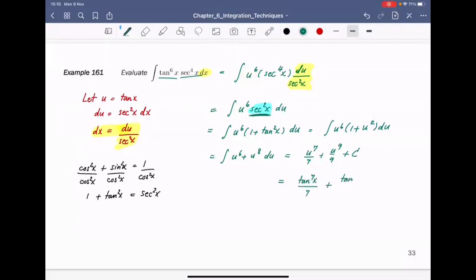Basically, this is nothing more than u substitution. This is nothing more than the content before midterm, so you should be able to do this easily. Does it make sense? This is like a warm up for today. You just need to integrate this by using u substitution. All right, so let's move to example 162.